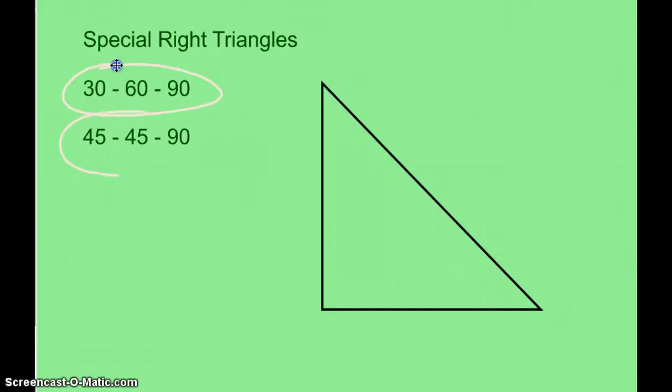The other special right triangle is a 45, 45, 90. We're going to have the expectation that you can recognize these types of triangles and find the sides without having to use trigonometry. We can do them using the shortcuts we're going to discover today. So let's go ahead and look at our first triangle and the shortcuts that we can create.